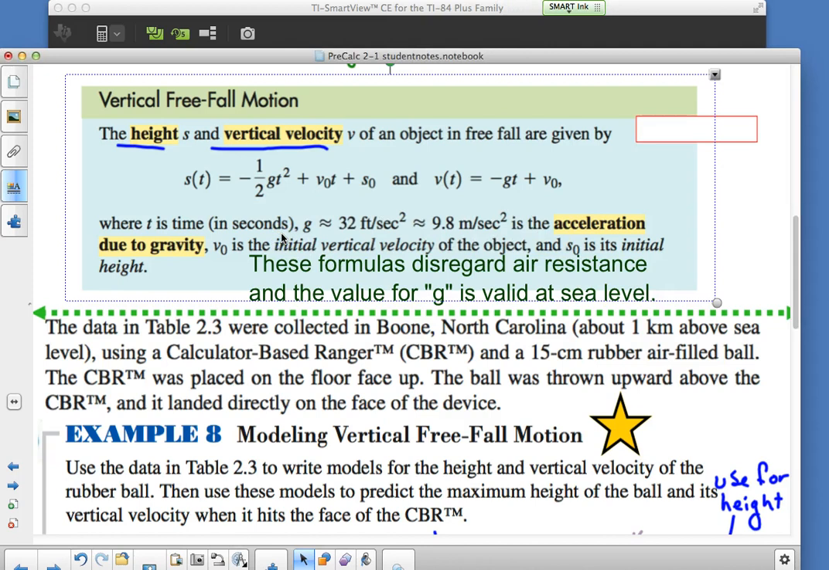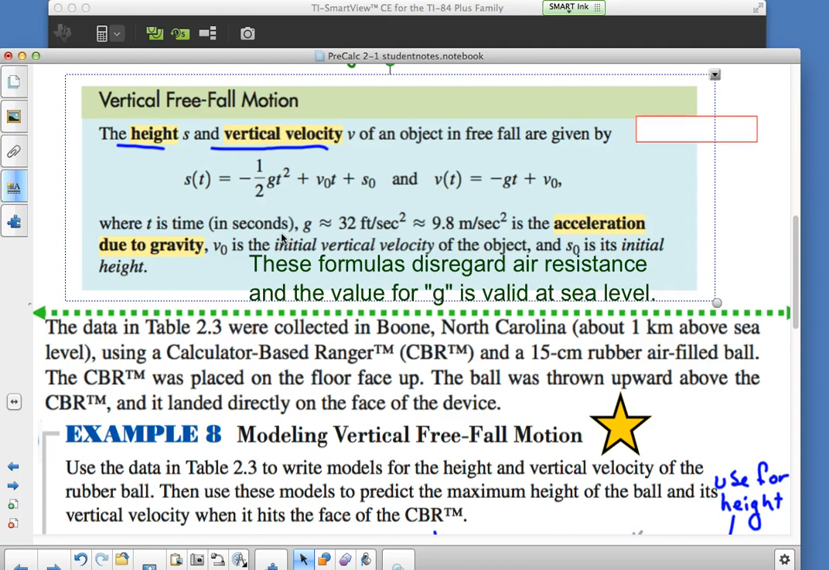Okay, so I have V of t, which is my velocity of the object at a certain time. So my velocity through the path of the flight of the object at time t as it goes through. Now in this particular problem, I'm going to use my velocity of how fast it's going to be going when it hits the CBR. And a CBR is a distance radar. I can hook it up to my calculator.